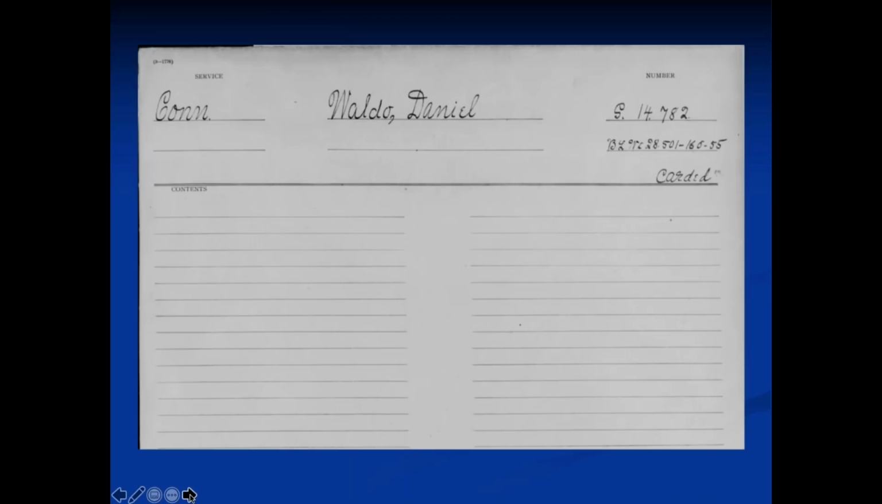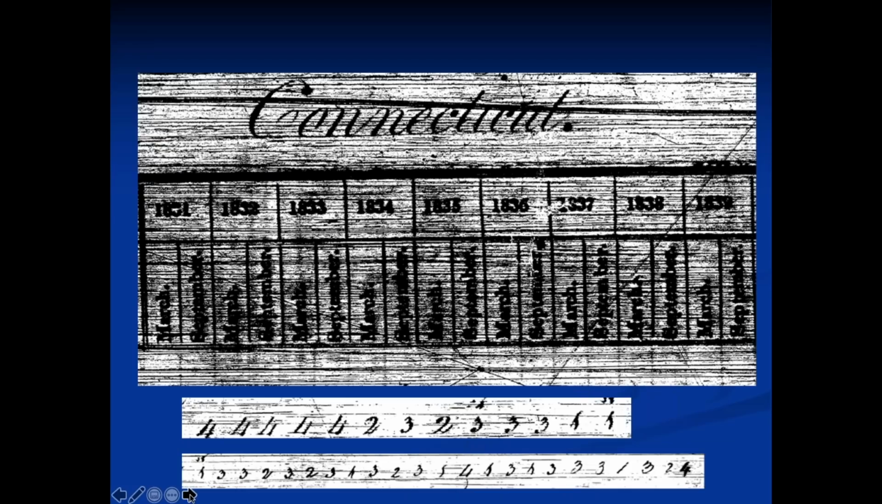Here is his compiled military service record. He's with Levi Wells Regiment in Connecticut. He doesn't serve very long, but he's there. Here's his pension envelope. And here is the pension ledger.